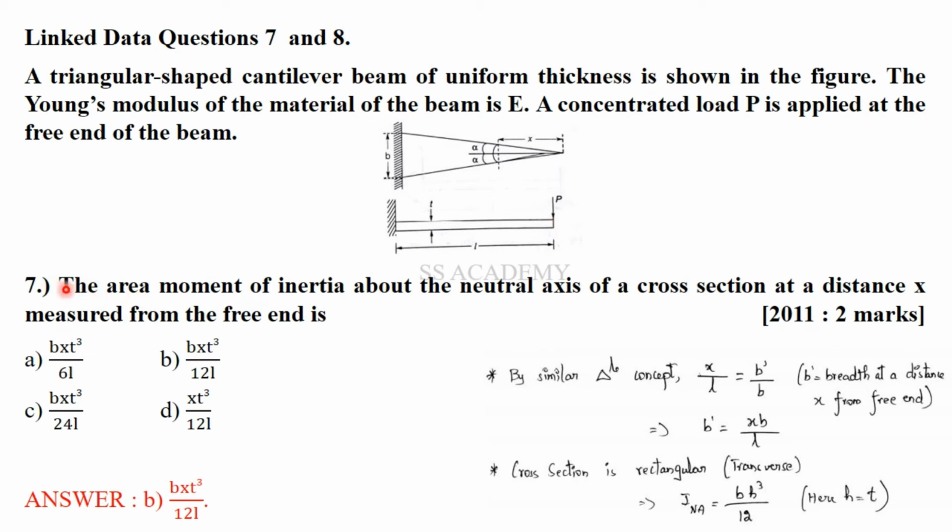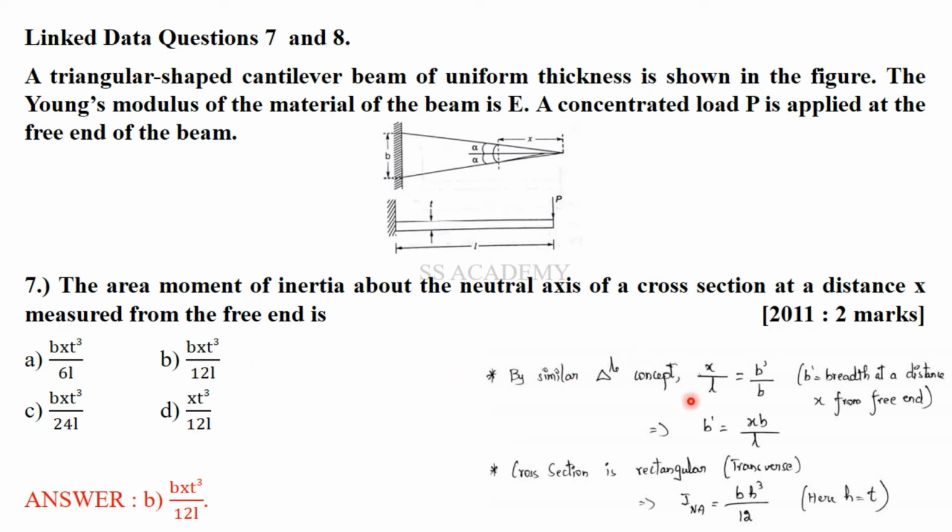Okay. They have asked the area moment of inertia about the neutral axis of a cross section at a distance x measured from the free end. You can see that if a cross section, that is just by bisection, you can see that you will be getting a rectangular cross section. It is a 2011 GATE 2 marks question, and you have given different options.